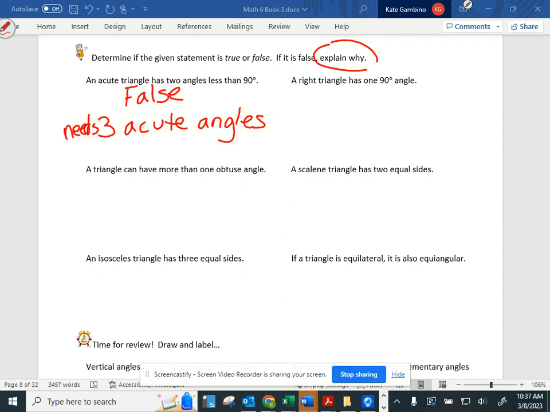Does that make sense? Then at the very bottom is the time for review. You're going to draw out those different angles. If you need to, look back at the previous objectives to remember vertical, complementary, straight, acute, what all of those different types of angles are. You can look back at our previous objectives. Any questions on today's assignment?